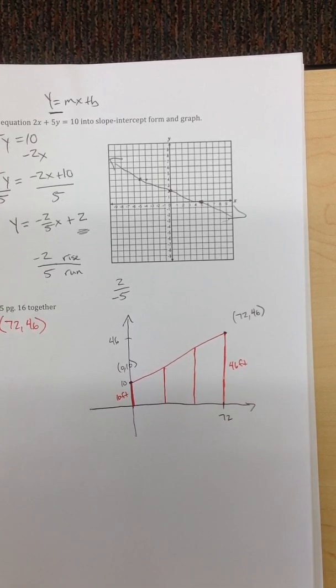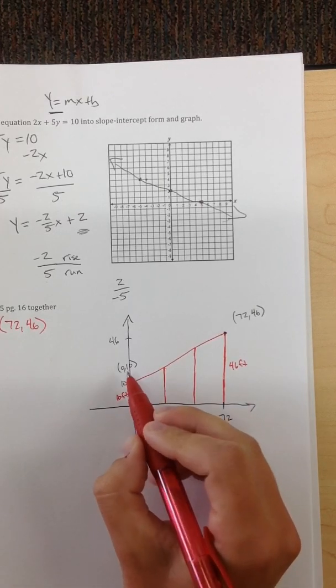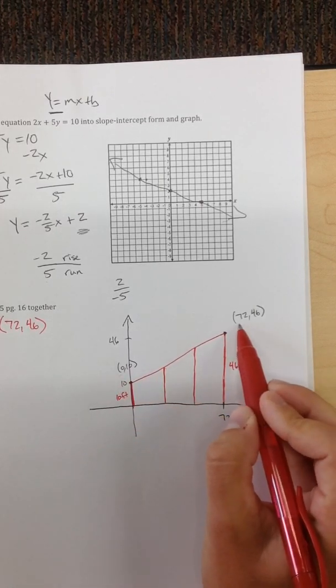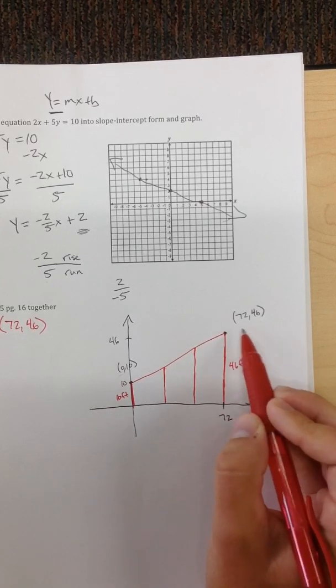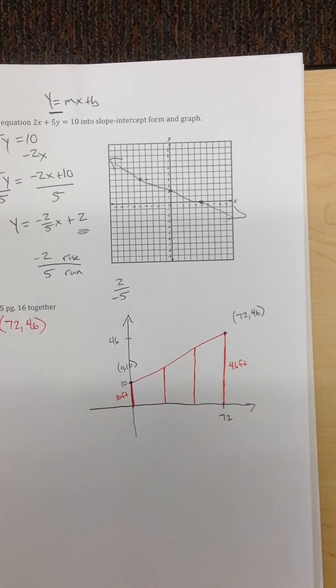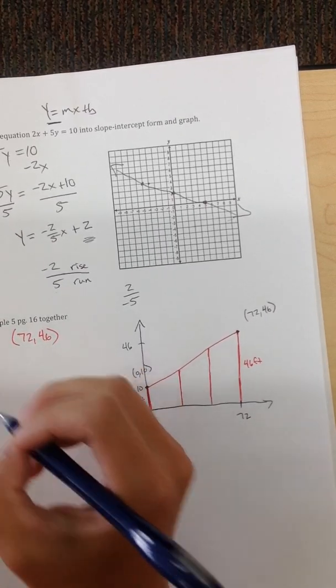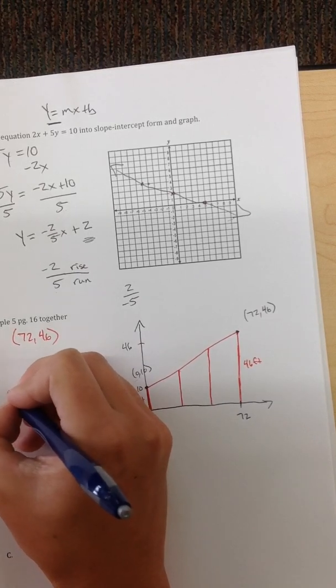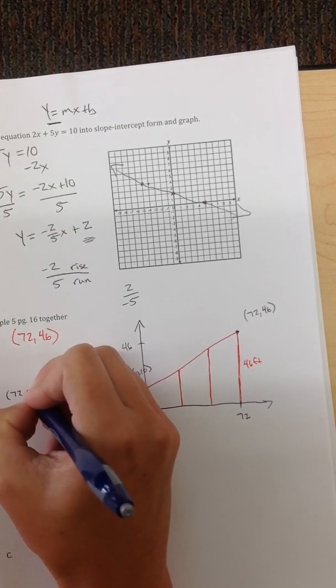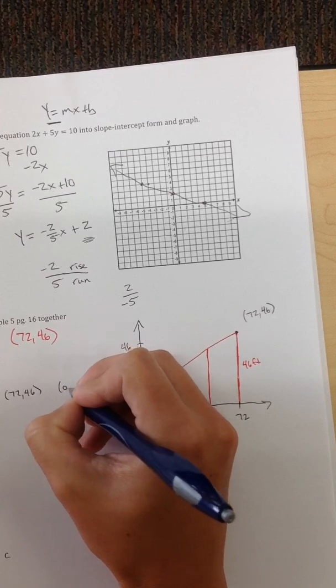Okay, and the next one says, find an equation for the line modeling the slide. So we need to find an equation for a line, and we know that the slide is going to cross here at 0, 10 and also at 72, 46, so having 2 points, we can figure out a line, right, just like we were doing. So we want to start with slope. So if we did, our points are 72, 46 and 0, 10.